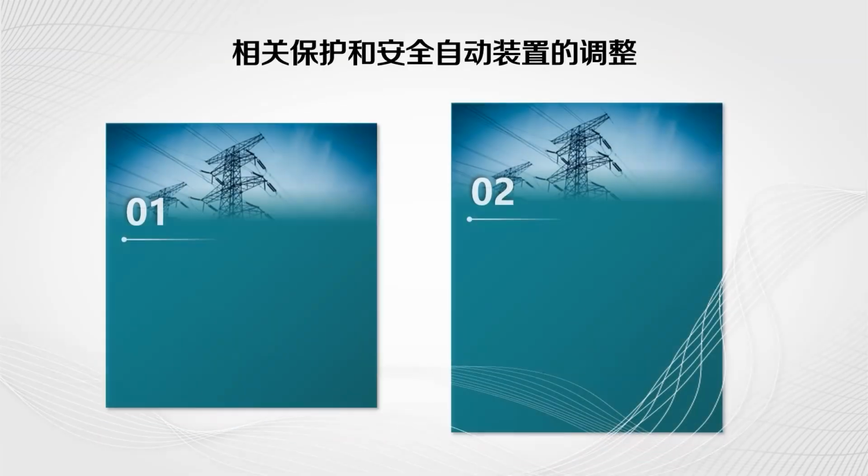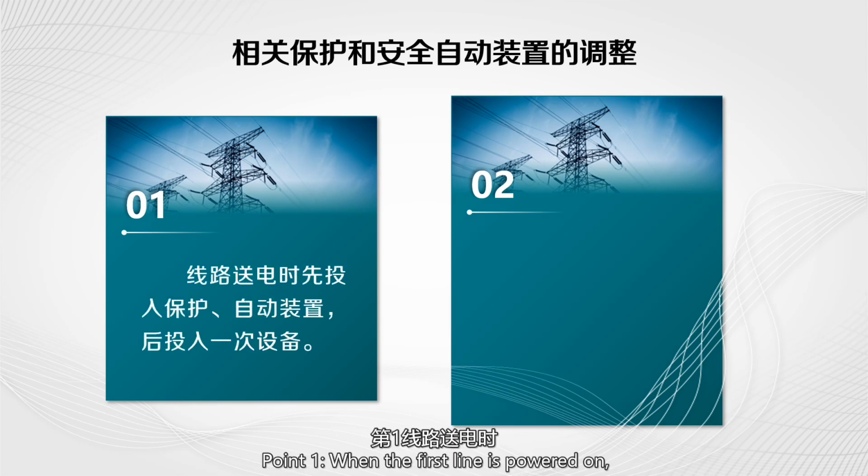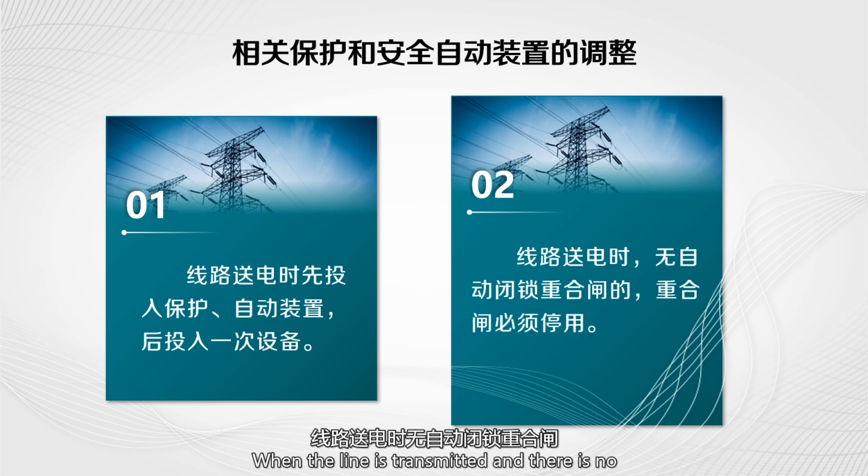The third aspect, adjustment of relevant protection and safety automatic devices. Point 1. When the line is powered on, the automatic protection device should be put into operation first, and then the primary equipment should be put into operation. When the line is transmitted and there is no automatic locking reclosing, the reclosing must be deactivated.